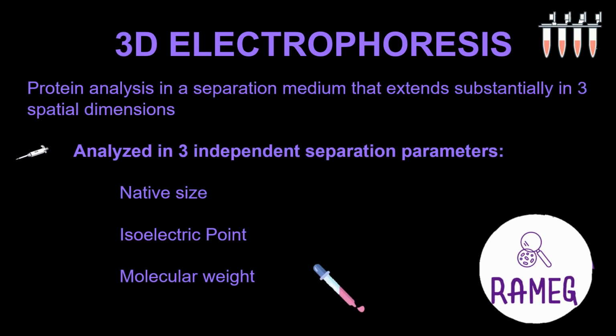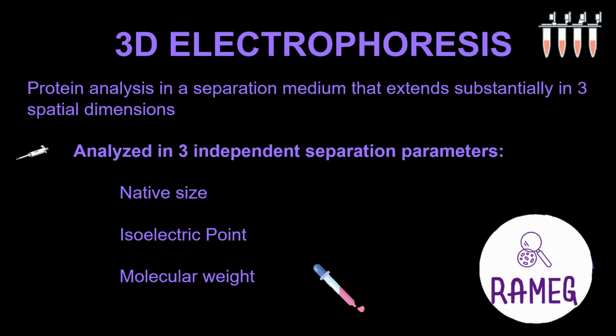Moving on to 3D electrophoresis, it is a protein analysis in a separation medium that extends substantially in three spatial dimensions. In 1D, we saw that it only requires separation, but in 2D, we saw that it requires both separation and fractionation, and in 3D, it requires three dimensions. As the name suggests, the dimensions depend upon what you're going to look into. 1D does not go very deep into the samples, but 3D goes much further into what you're going to see.